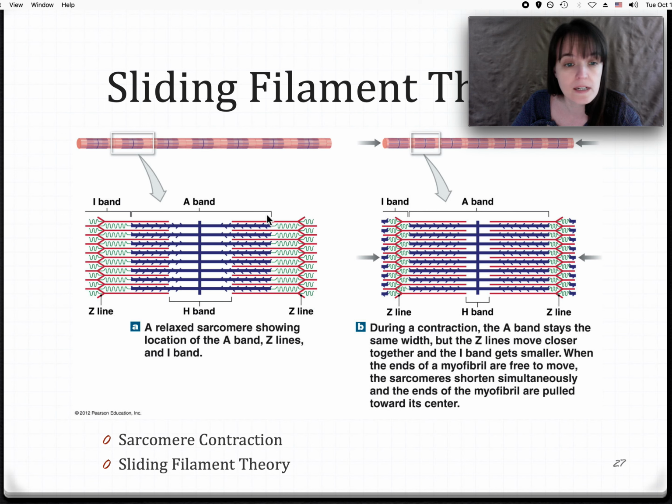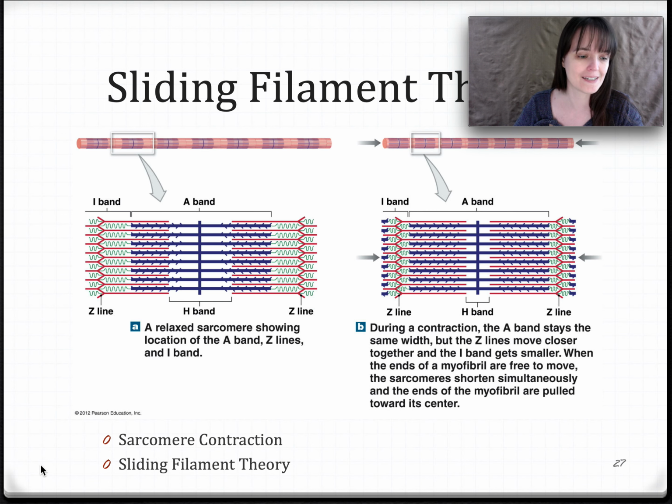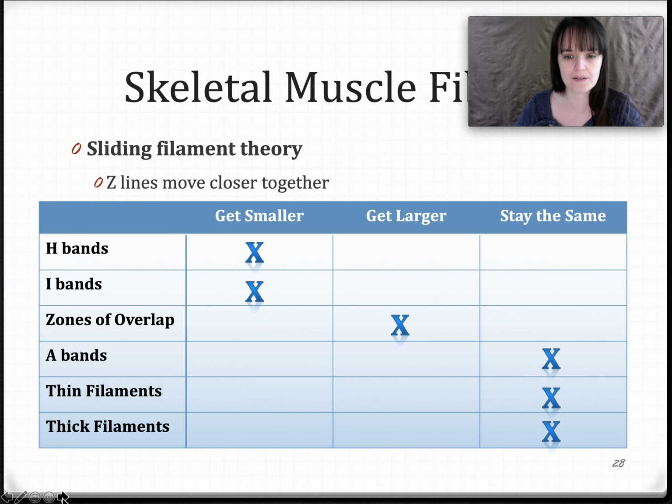What about the A band? Well, the A band is the length of the thick filaments, and the thick filaments have not stretched or recoiled. They're not smaller or longer. They're the same. So the A band never changes, because it is the length of the thick filaments, and that never changes. So that's the sliding filament theory, that the thick and thin filaments slide across each other. And when a skeletal muscle contracts, the Z lines move closer together.